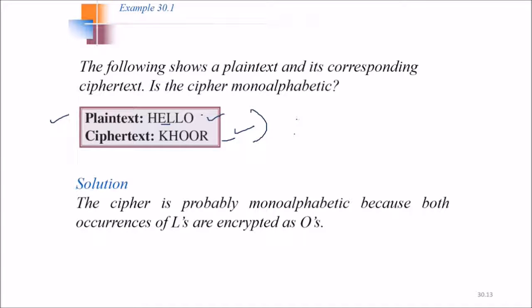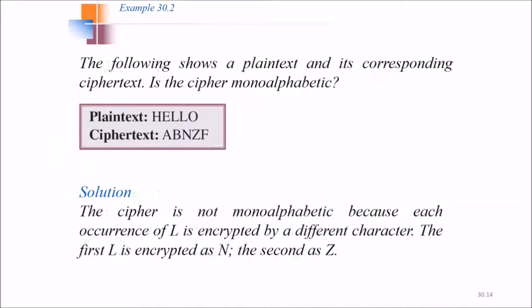How, or in what way, can you understand it to be either monoalphabetic or polyalphabetic? The answer is the cipher is probably monoalphabetic, because both the occurrences of L are encrypted as O only. H is replaced by K, E by H, L by O, and O by R. This is substitution of a single alphabet only, so that is why we understand it to be a monoalphabetic cipher.